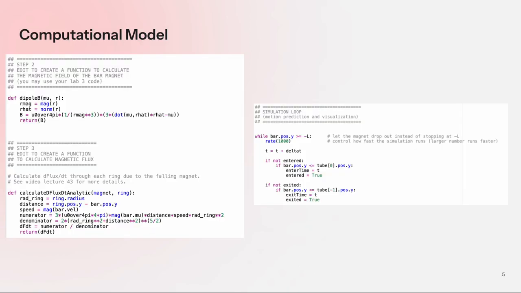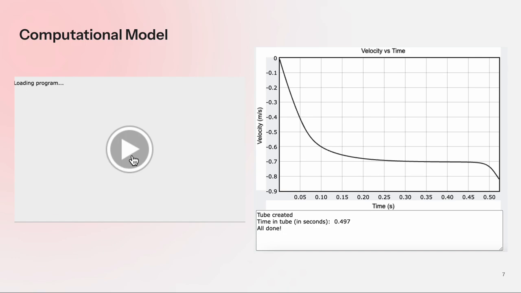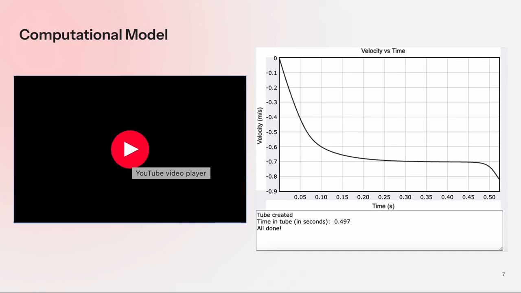Here was the computational model. We started by creating a function to calculate the magnetic field of the bar magnet, and then we moved on to create a function to calculate the magnetic flux. And then we moved into doing our simulation loop, which we would use to work on the prediction and visualizations. This is just part 2 of that. Then these were the results for the computational model.